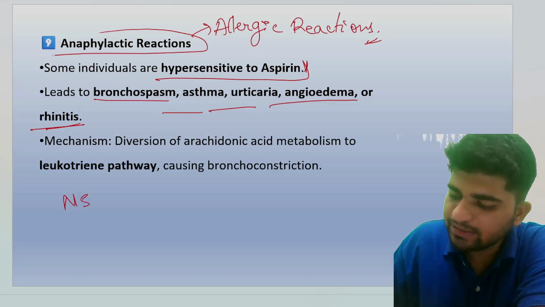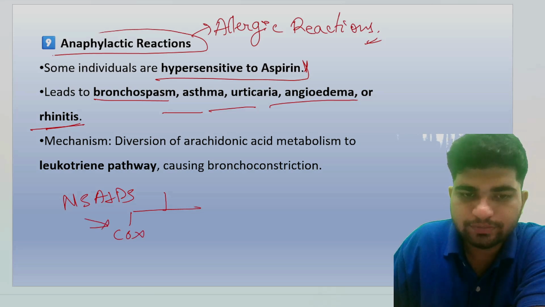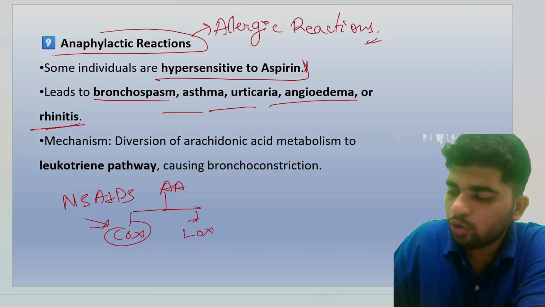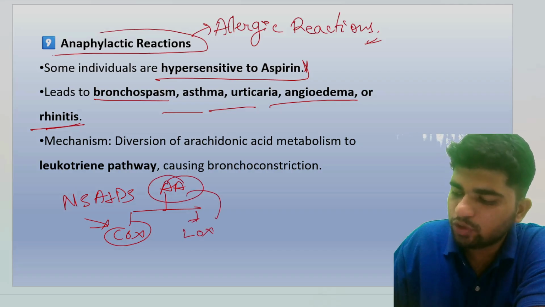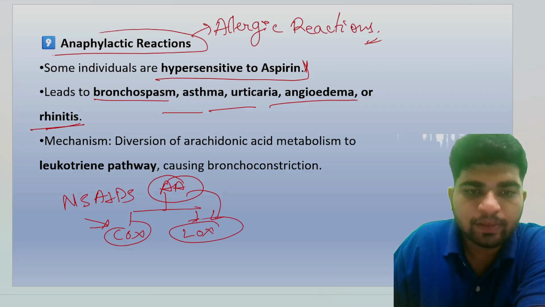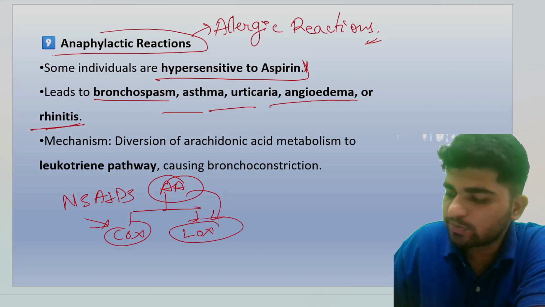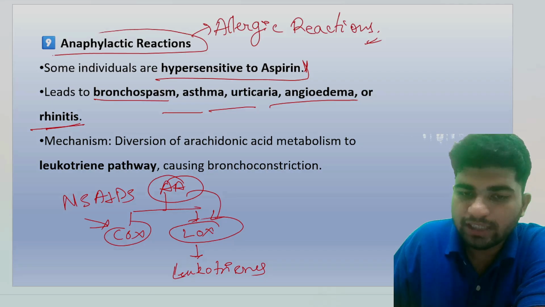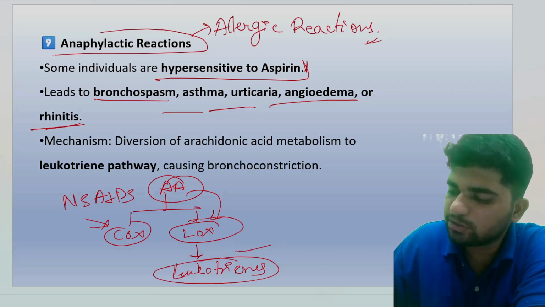Since NSAIDs inhibit the COX enzyme, and arachidonic acid is metabolized by COX as well as the LOX enzyme, the whole arachidonic acid shifts onto the LOX pathway. The LOX pathway generates the leukotrienes, and these leukotrienes are very much responsible for what?